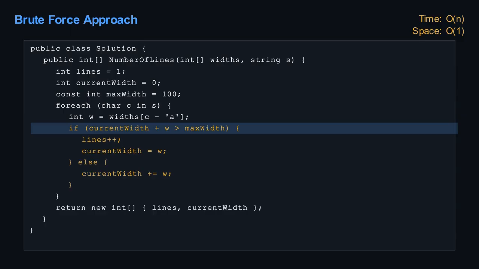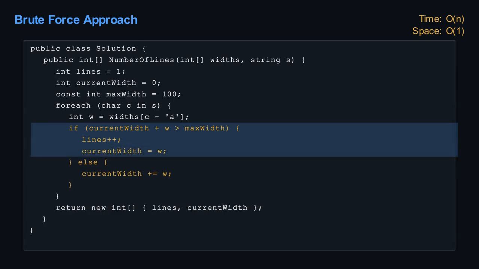The naive approach often involves repeatedly scanning the string or recalculating the width of segments from scratch every time you move to a new line. For instance, if you decide a line is full, you might restart your width counter from 0 and scan the remaining letters again to see how many fit on the next line. This is redundant work. You are rereading the same letters multiple times. You are forgetting the progress you already made.